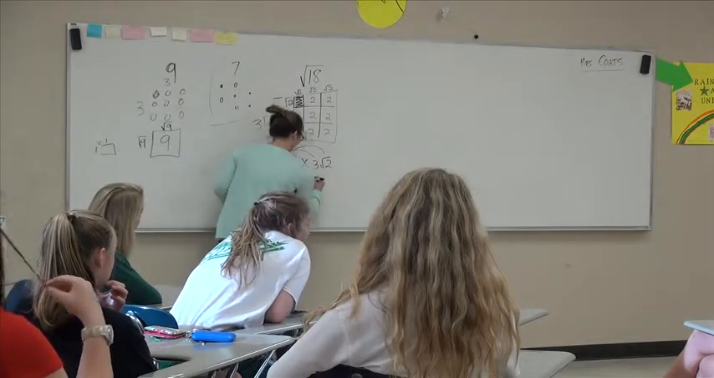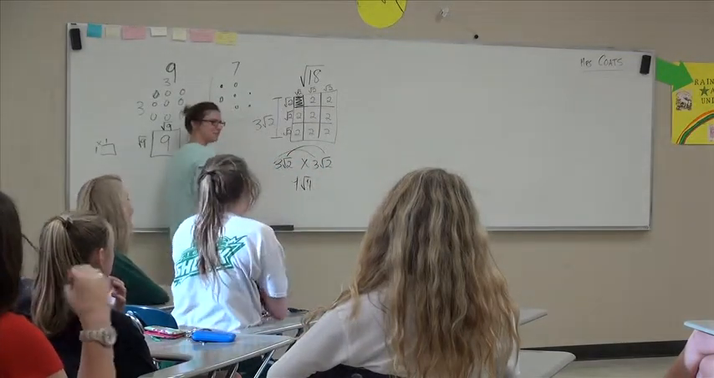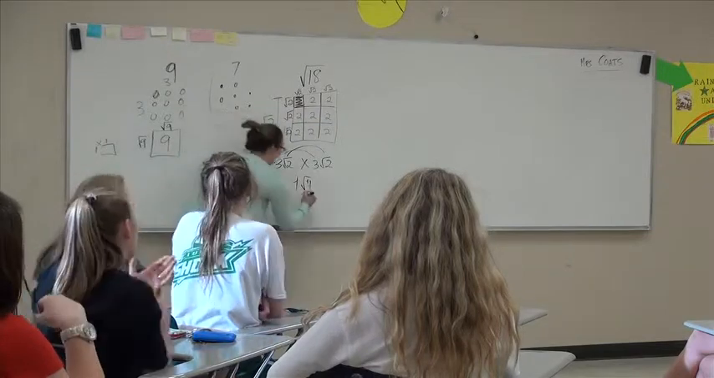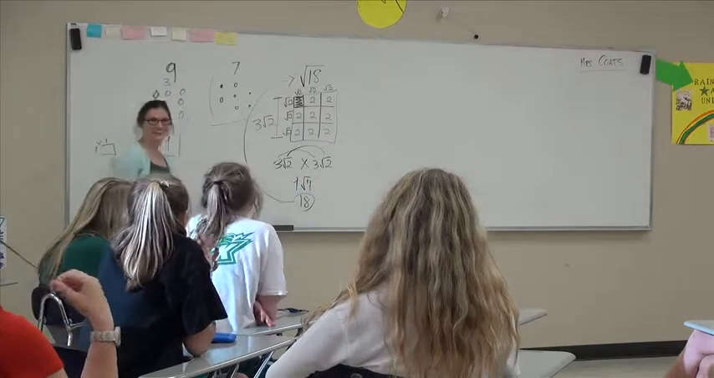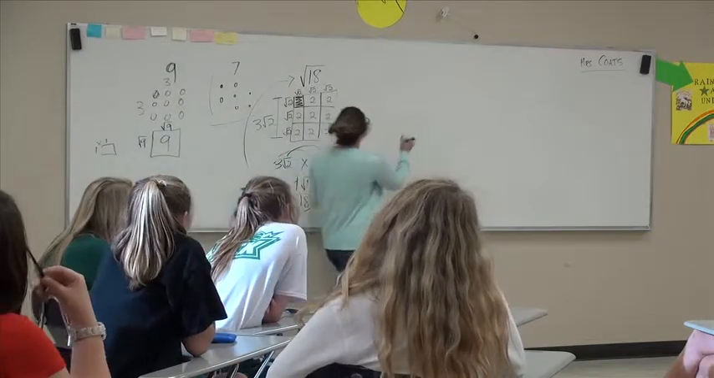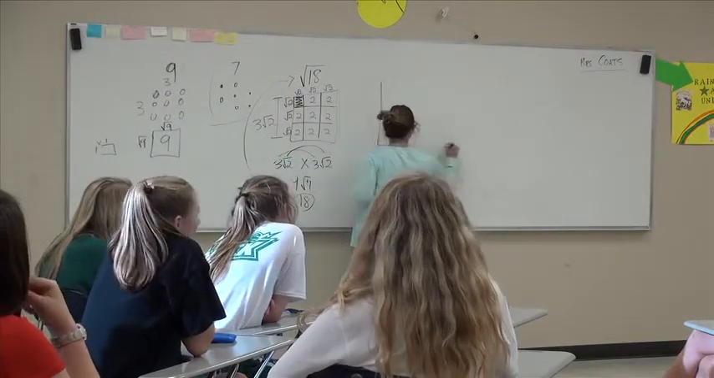Square root of 4. What's 9 times square root of 4? 18. That makes sense. Okay, so let's go back and look at the square.